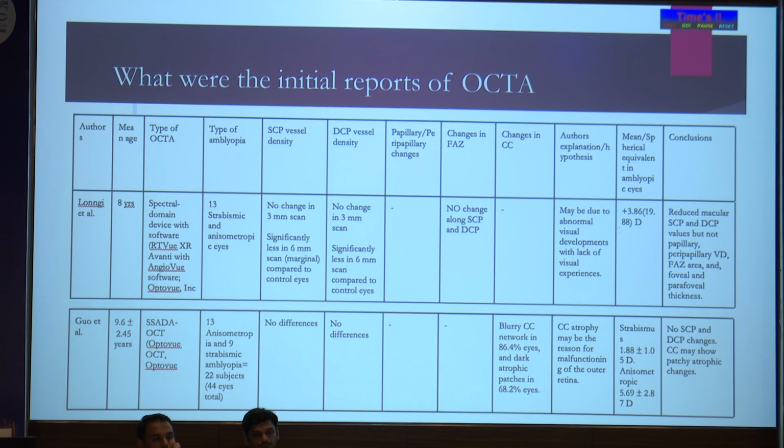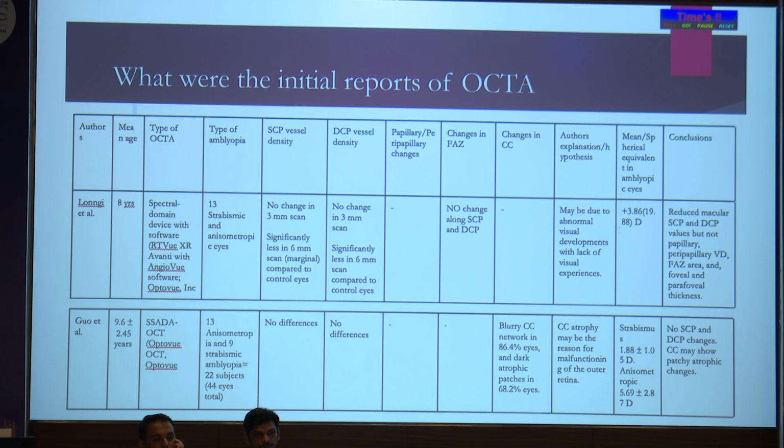Longi et al. performed a study where he included 13 strabismic and 9 anisometropic eyes, and he found that there were reduced macular superficial capillary plexus and deep capillary plexus values, but the papillary and peripapillary vessel densities, FAZ area, and the foveal and parafoveal thickness were normal. This was done in 2016.